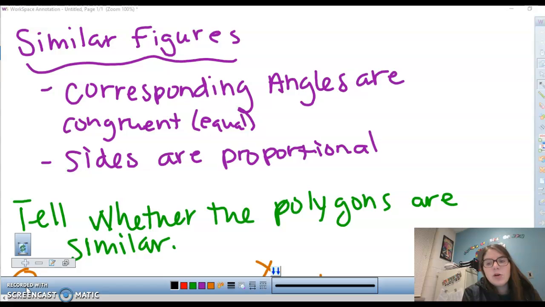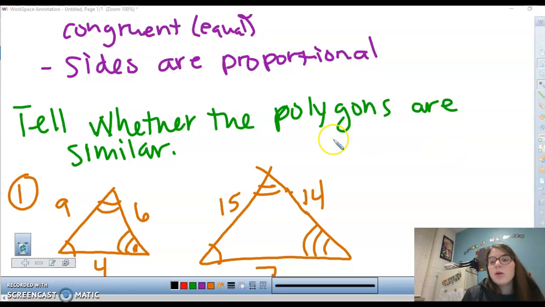So similar figures, the corresponding angles are congruent, so that means they're equal, they'll be the same, and the sides are proportional. So we need to tell whether these polygons, which polygons is another word for shapes, are similar.